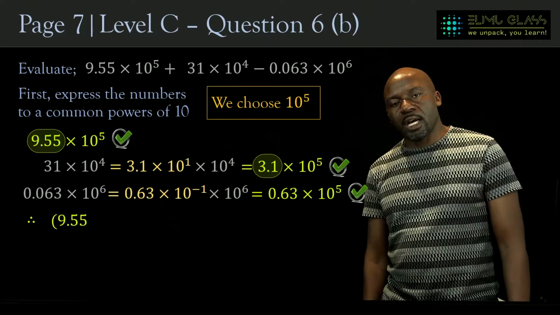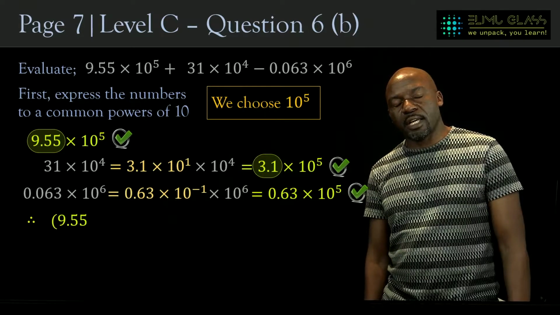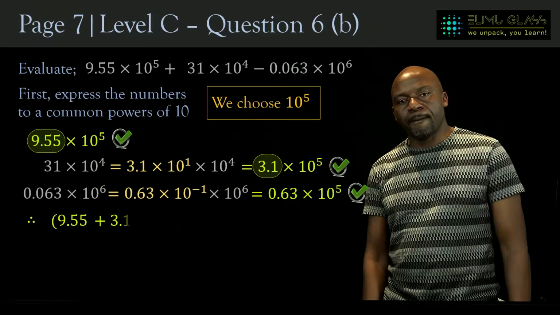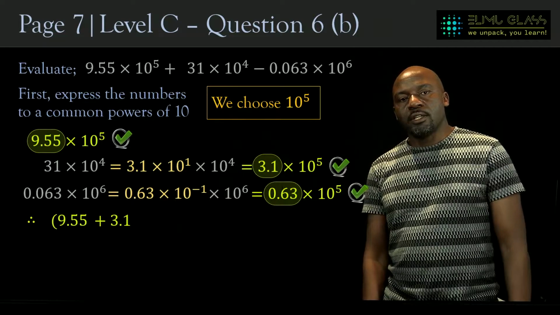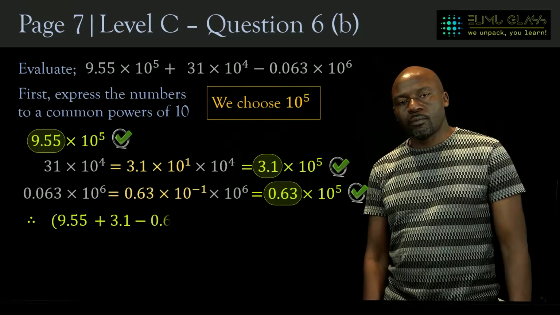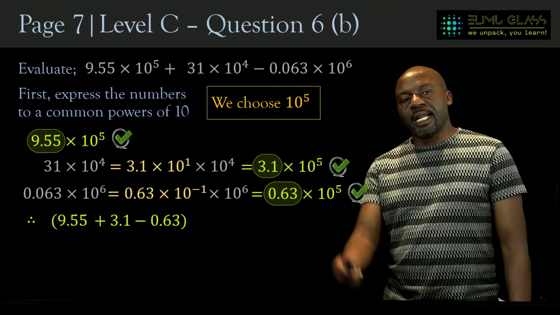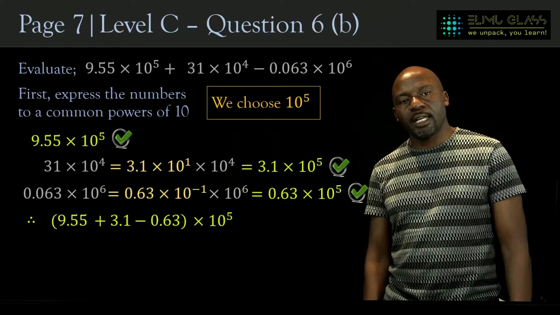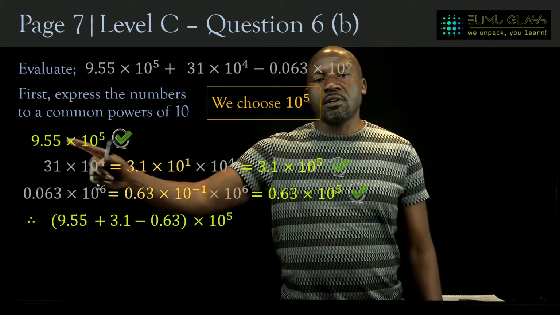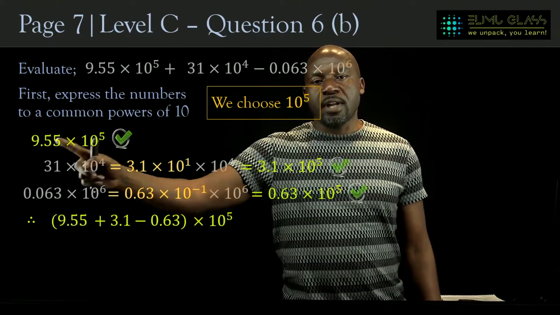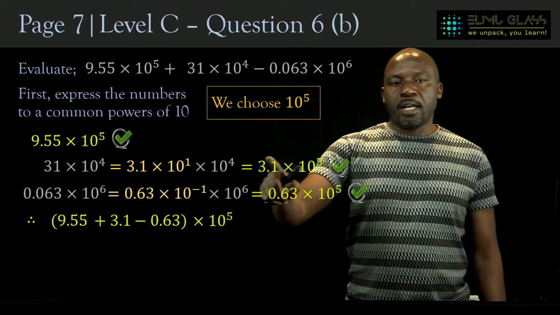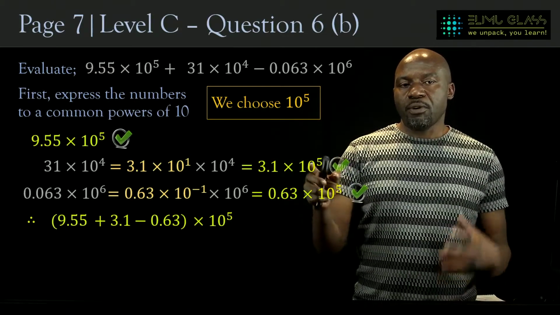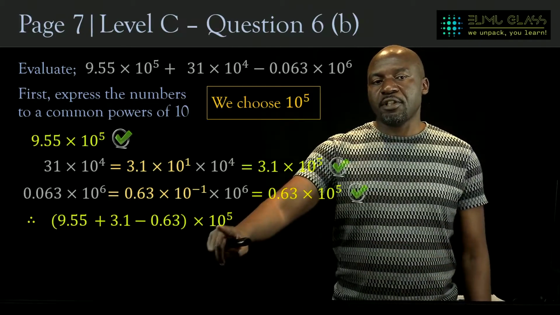Temporarily I will leave out the 10 power 5. So 9.55, we need to add 3.1 there, and then we need to subtract the 0.63, in brackets, and now I can multiply by 10 to the power of 5. You could think of 10 power 5 as x. So 9.55x plus 3.1x minus 0.63x. If you add all of them, then you will have just 1x, right?